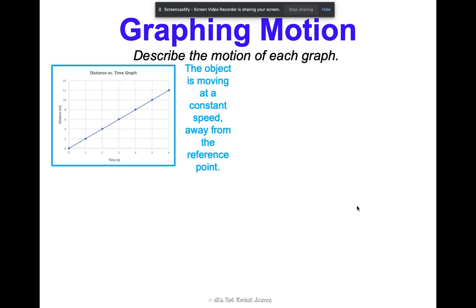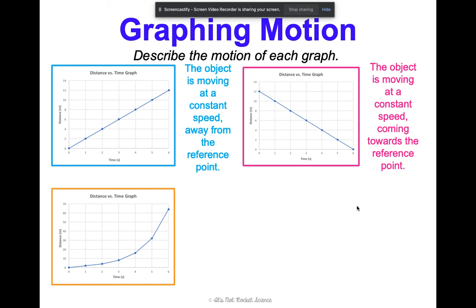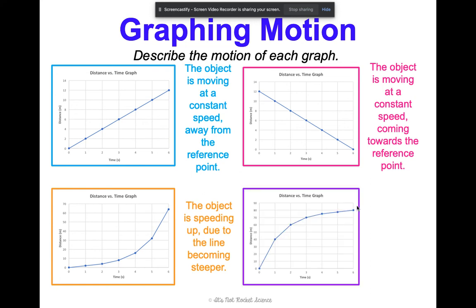When you see a graph like this, the object is moving at a constant speed away from the reference point. And then you have a distance versus time graph where the object is moving at a constant speed coming towards the reference point. And then you have this graph here that looks more curved. This object is speeding up due to the line becoming steeper. And then you have this one, the object is slowing down due to the line leveling out.